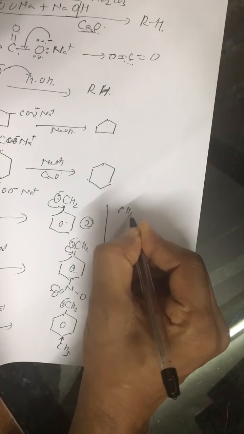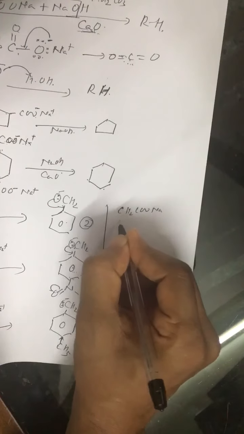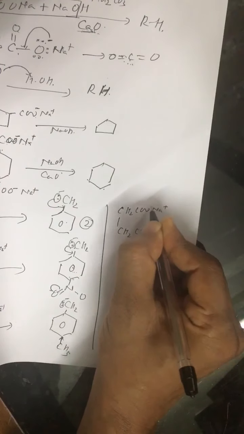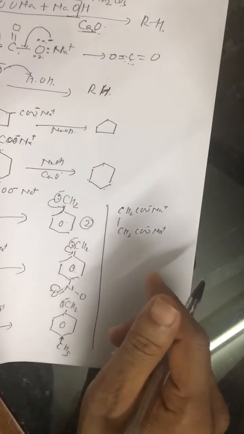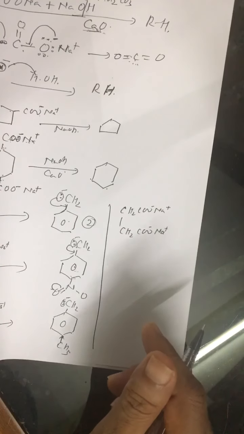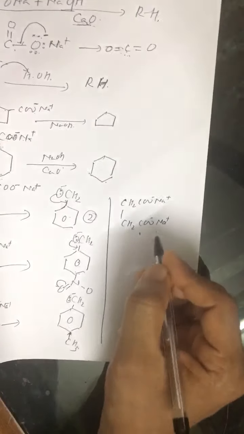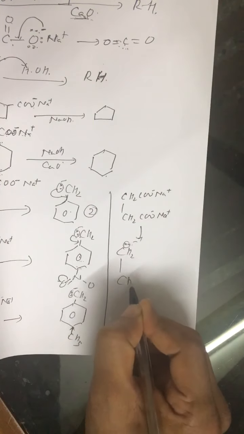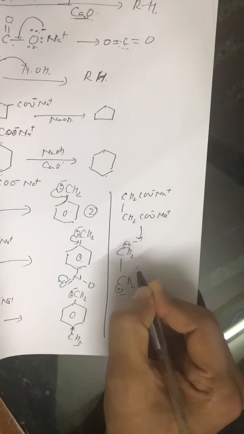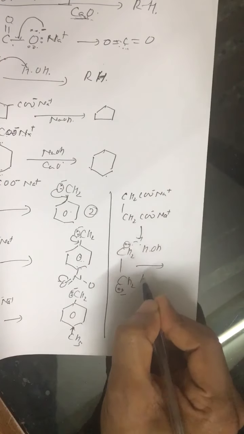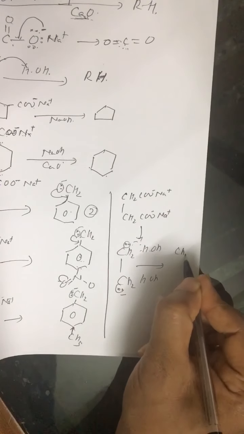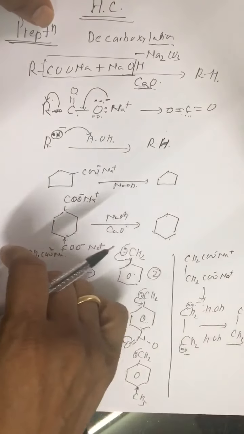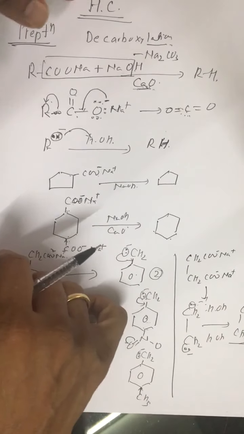Or suppose we are given CH2COONa, that is sodium succinate, and it is decarboxylated. What is the product we are going to get? Again, just remove the CO2, this has a negative charge, and this CH2 has a negative charge, and then treat it with water, that is HOH and HOH. So what we get is ethane, CH3CH3. So you can write the decarboxylation product on the basis of this.